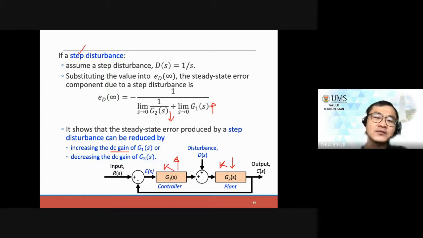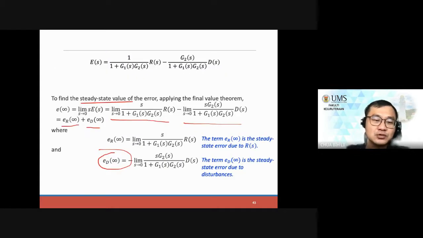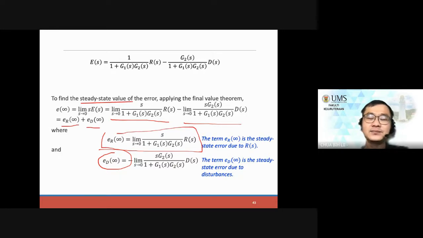Okay, for the first part, that refers to this. This is very similar to what you have learned previously. It's basically the same. You intend to increase the gain for both, so that the error will reduce.